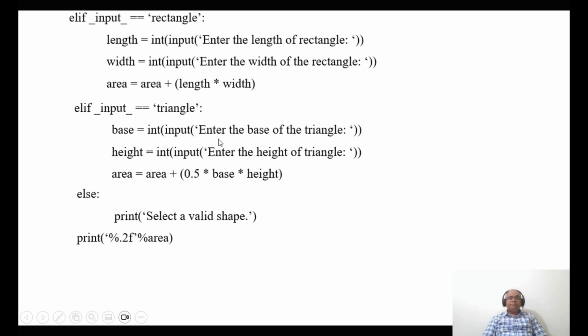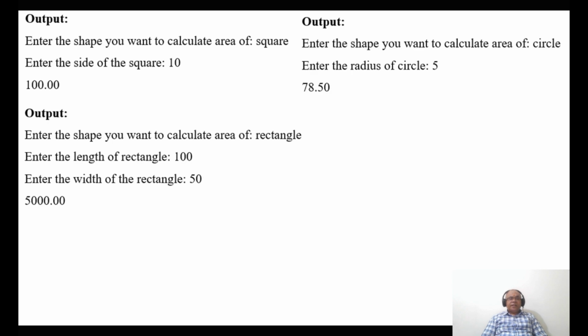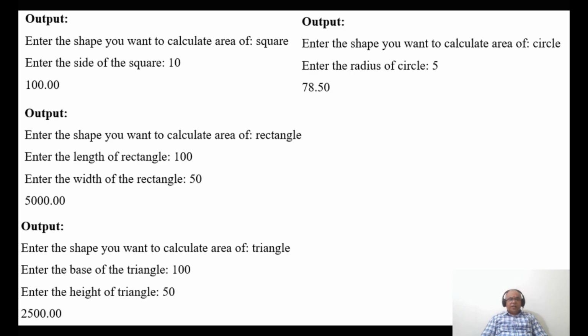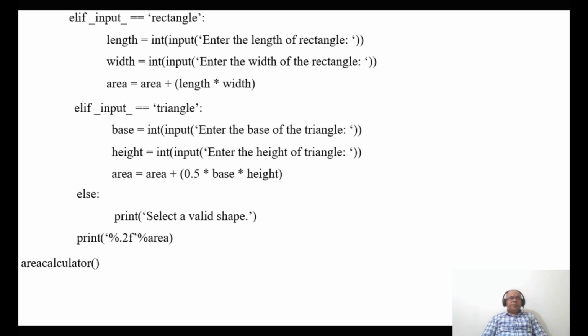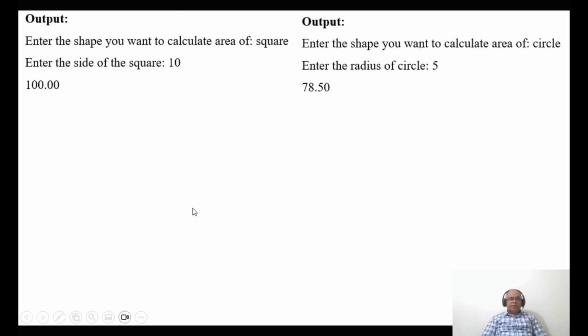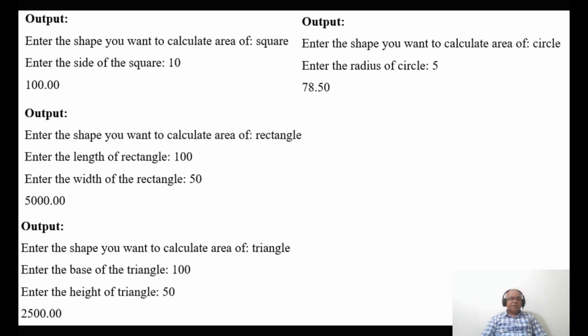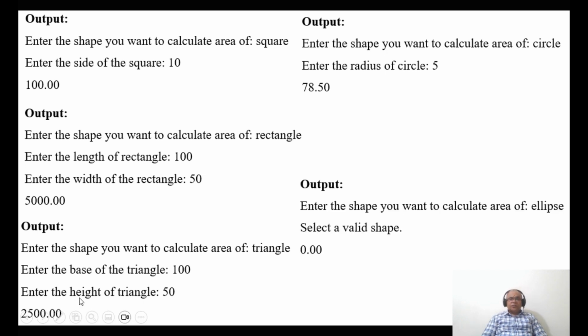Yes. What is the base? Enter the base of the triangle. The base of the triangle is 100 and the height of the triangle is 50. Base is considered as 100, height is considered as 50. Area is 0 plus 0.5 into base into height, that is 100 into 50, 5000, into 0.5, which is going to be 2500.00. So you're going to get this. Now you go for the next one.